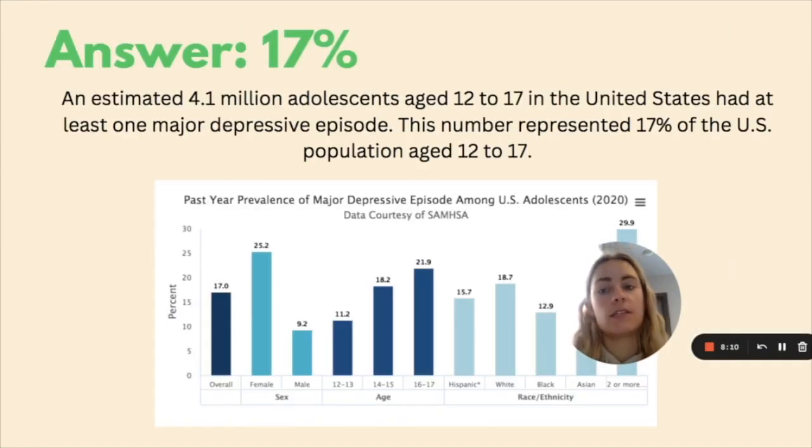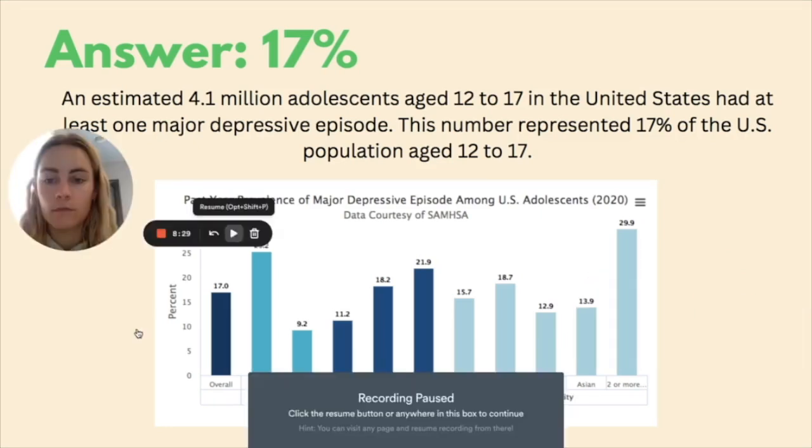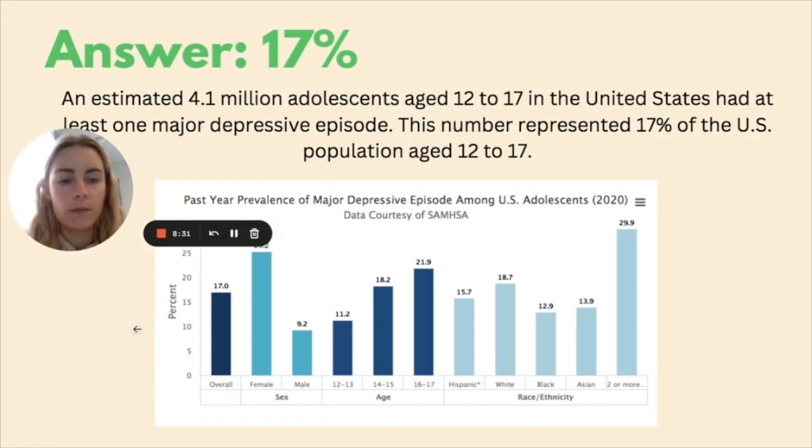Okay, so the correct answer is 17%. There is an estimated 4.1 million adolescents aged 12 to 17 in the United States that have had at least one major depressive episode. And this number represented 17% of the US population aged 12 to 17. So this data specifically is from 2020, and we know that in 2020 there was a drastic change in everybody's life with COVID, and that definitely increased the amount of people and teens that were struggling with a major depressive episode.